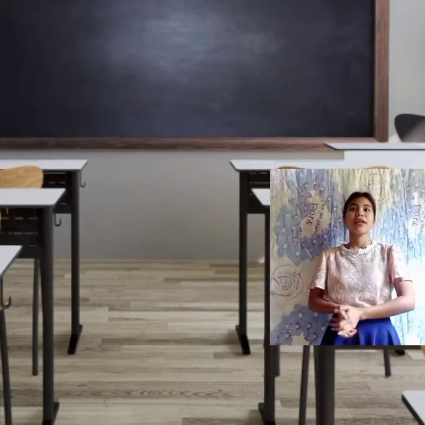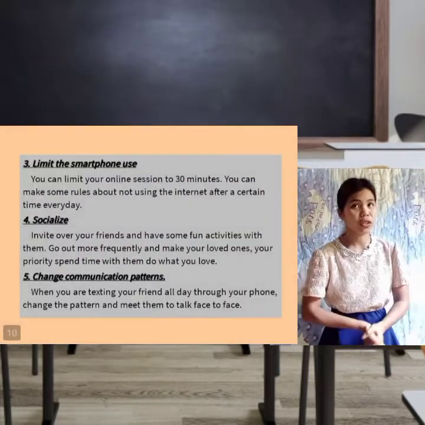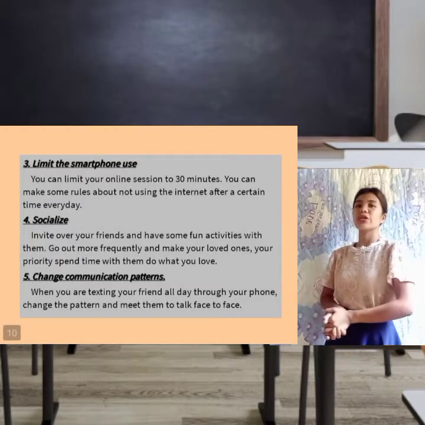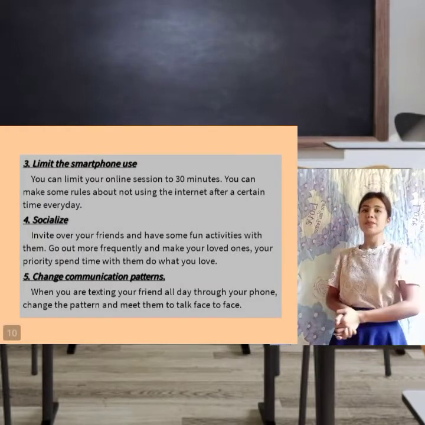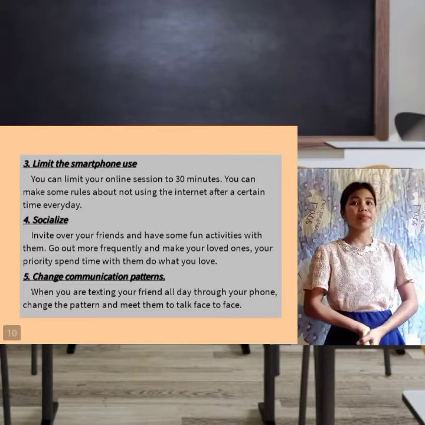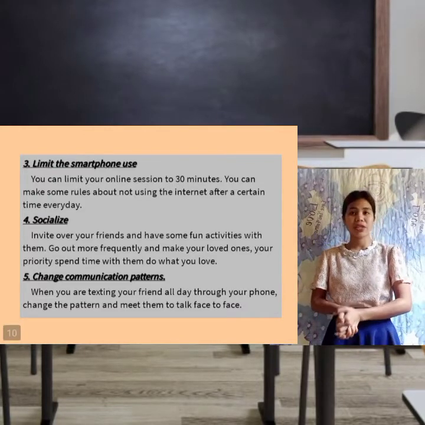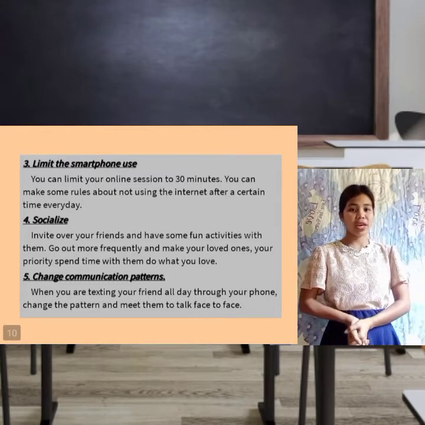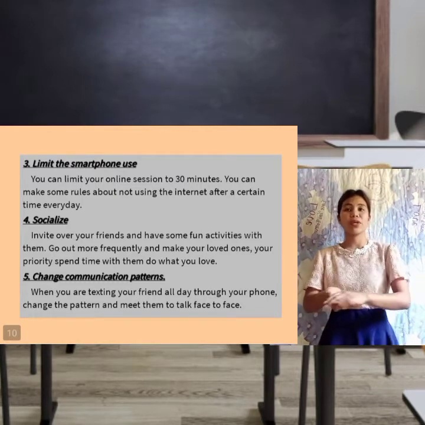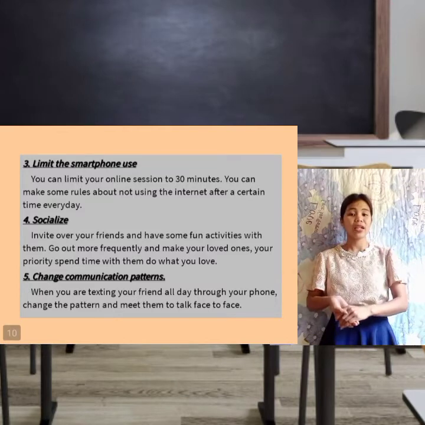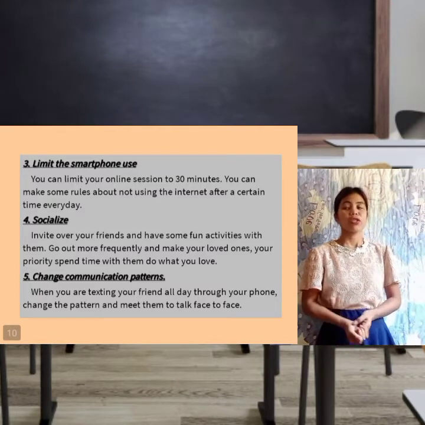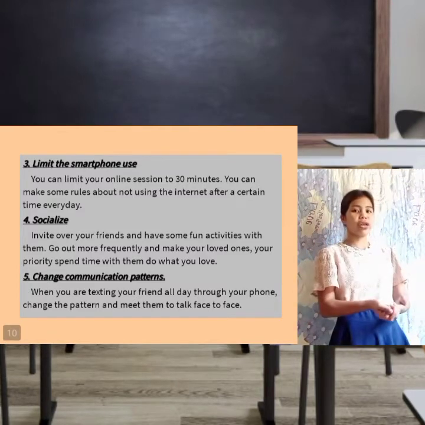So the third is limit smartphone use. You can limit your online session to 30 minutes. You can make some rules about not using the internet after a certain time every day, because this will keep you managed and self-controlled. So the fourth one, who can read?